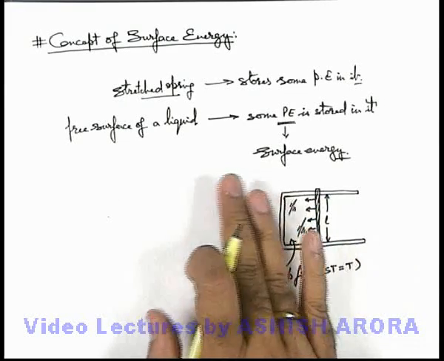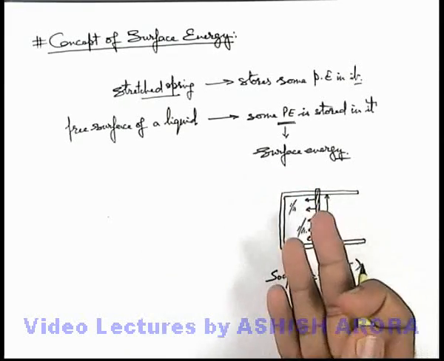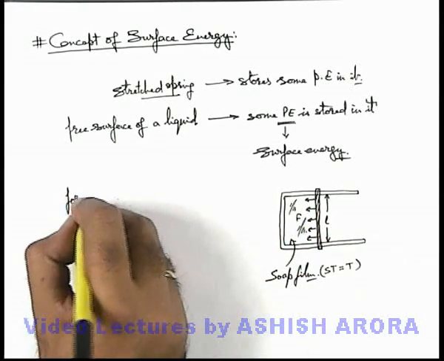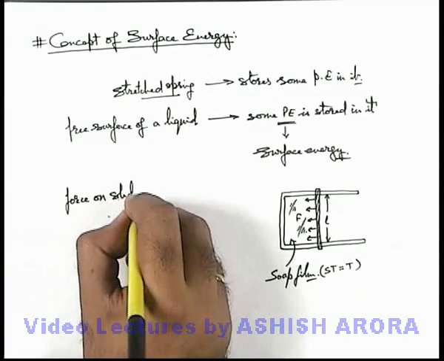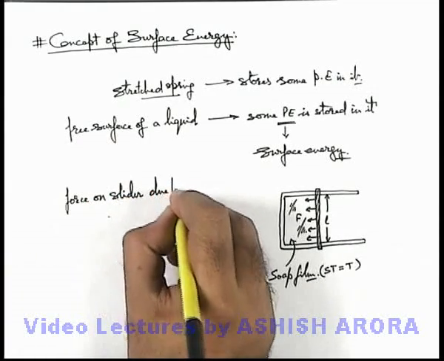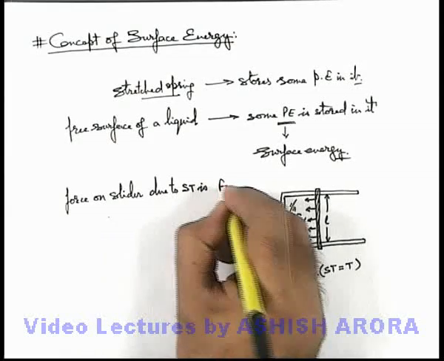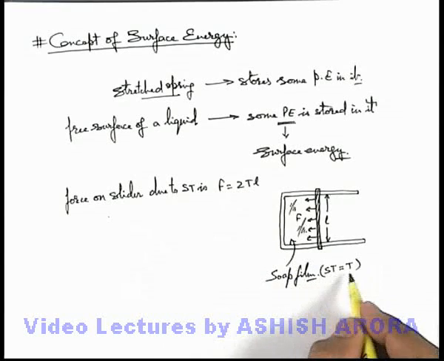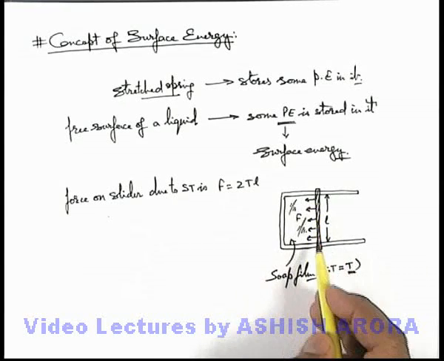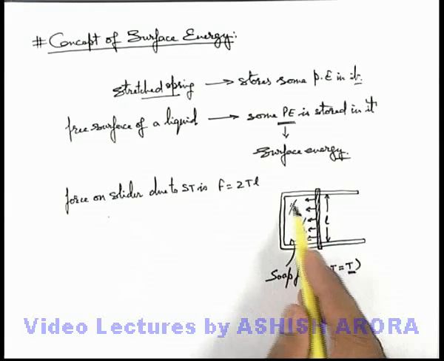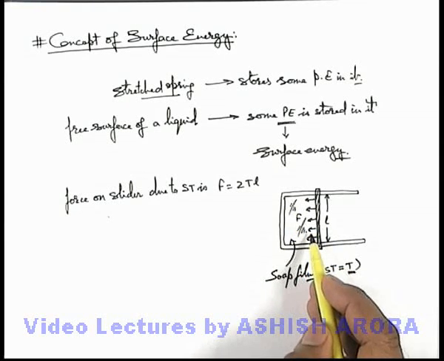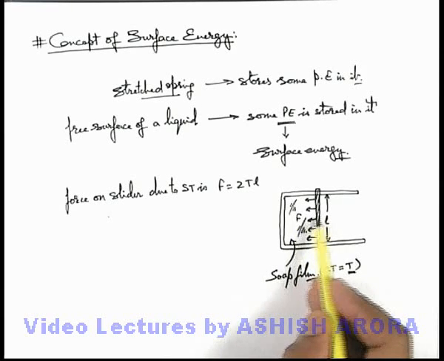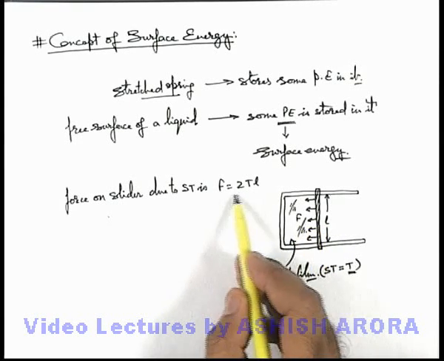As the film has two surfaces, one above the film and the other below the film, the net force on the slider due to surface tension we can write as twice TL. As we already discussed, T is the force acting per unit length normal to any line considered in contact with the liquid. So here, due to the film, there are two surfaces in contact with the slider. So the net force on the slider in the inward direction will be 2TL.